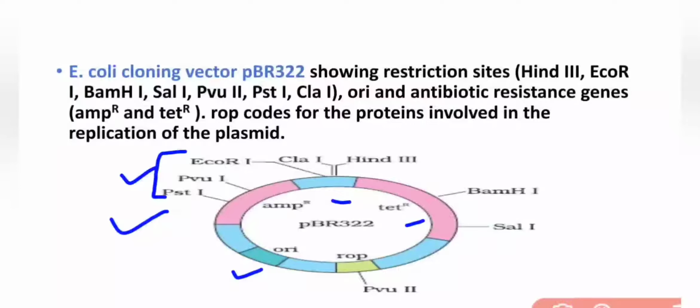There are restriction enzyme sites, like in the ampicillin resistance region, there are restriction enzyme sites PvuI and PstI. And in the tetracycline resistance gene, there are two sites for restriction enzymes. One is for the action of BamHI and another one is for the action of SalI. Besides these, there are restriction enzyme sites for EcoRI, ClaI and HindIII also. Then there is the rop protein gene, which contains the restriction site for PvuII. Rop proteins code for the proteins which are involved in the replication of the plasmids.